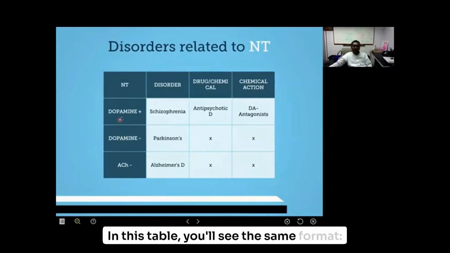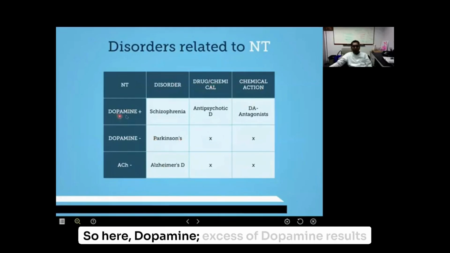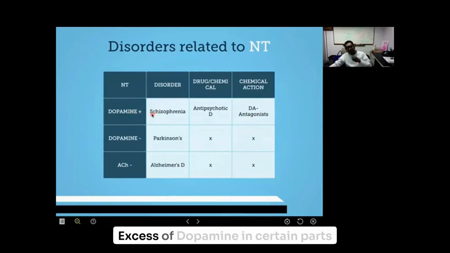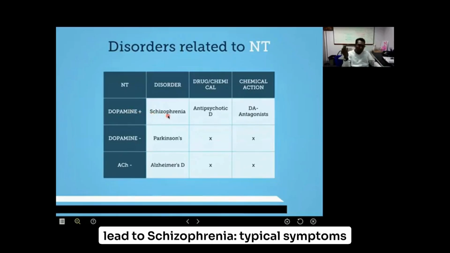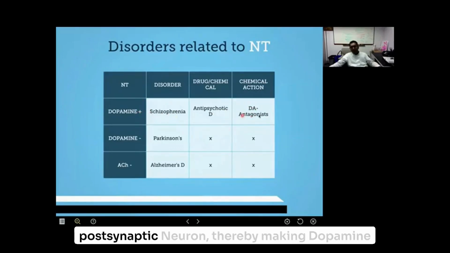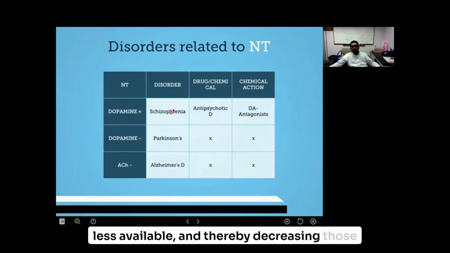In this table, you'll see the same format: neurotransmitters with a positive or negative sign, the disorder associated, the chemical often used in this condition, and the way it works. So here, an excess of dopamine results in schizophrenia, and often antipsychotic drugs are used. To treat this condition, these antipsychotic drugs act as antagonists. Excess dopamine in certain parts of the brain will lead to typical schizophrenic symptoms, including hallucinations and delusions. So what an antipsychotic drug does is it blocks the dopamine receptors on the postsynaptic neuron, thereby making dopamine less available and thereby decreasing those symptoms.